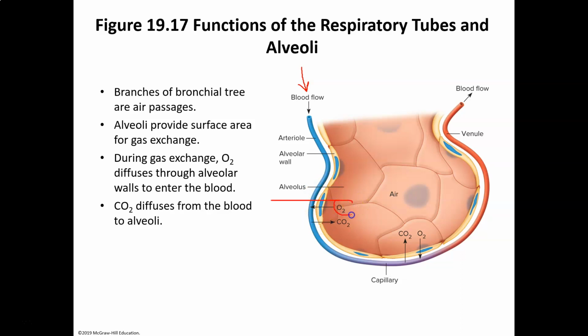O2 is going to be higher concentration in the alveolus than it is in the blood, so it wants to diffuse down its concentration gradient. CO2, on the other hand, is higher concentration in the blood. It wants to diffuse into the alveolus down its concentration gradient. Eventually, things equilibrate, and blood flows out of the alveolus, out of the lung, into the left atrium. Remember, you want things to flow down concentration gradients. That's the easiest way to get things to exchange.